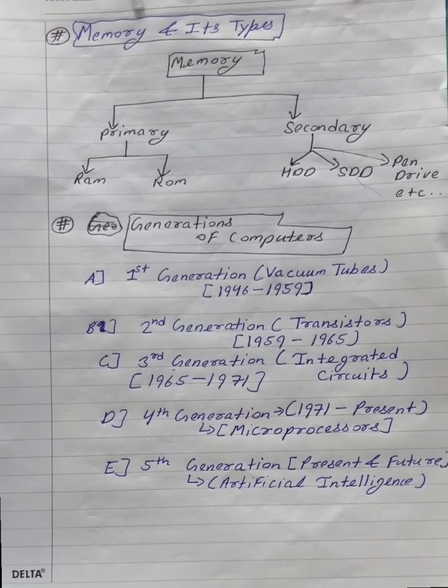Next is fifth generation computers. So guys, fifth generation computers focus on artificial intelligence, machine learning, robotics, and natural language processing. These computers are designed to simulate human intelligence and solve complex problems. Apart from that, it also provides artificial intelligence capabilities, and it also provides high processing power as compared to previous generations.